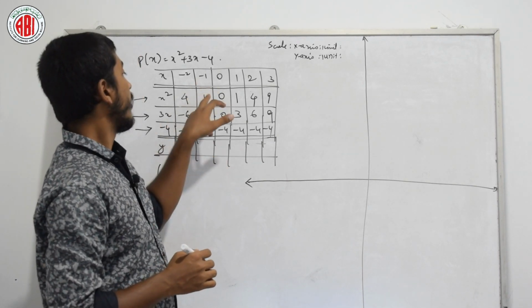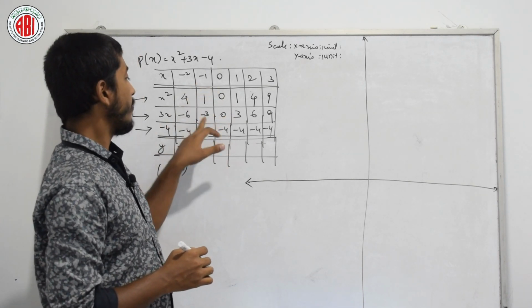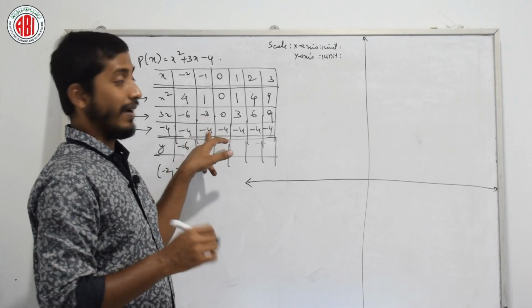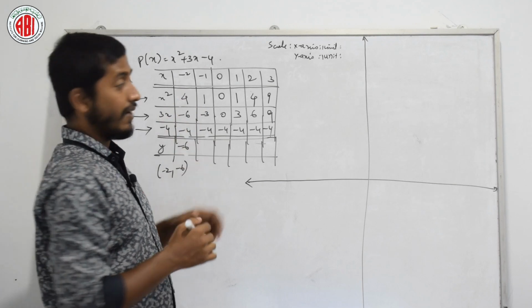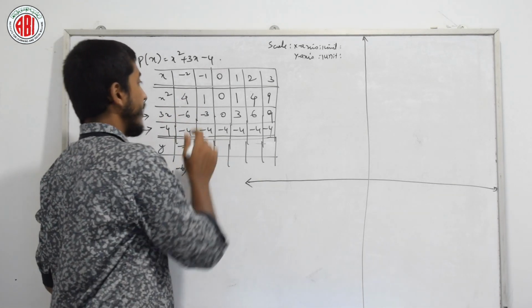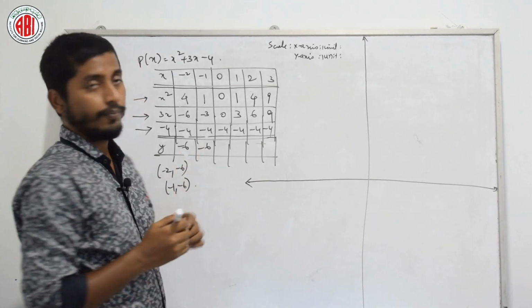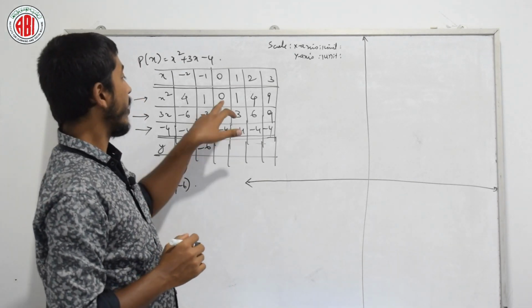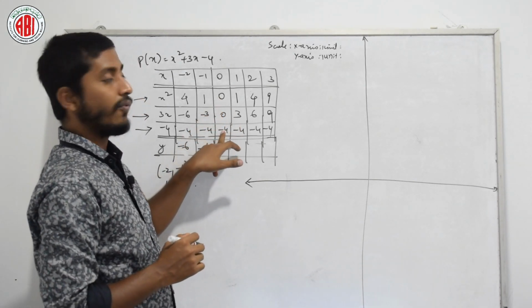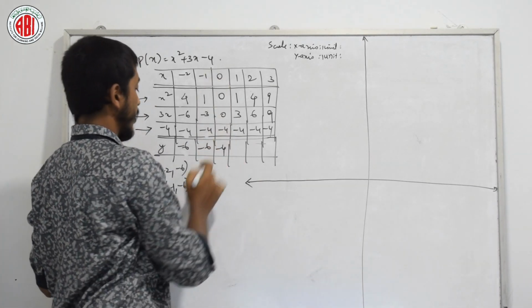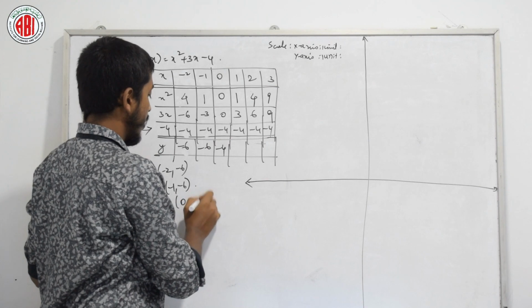See here, let us add these three terms, 1, minus 3, minus 4. Minus 3 minus 4 is minus 7. 1 minus 7 is minus 6. Second point is minus 1 comma minus 6. Okay. Now the third point, 0 plus 0 minus 4. It becomes minus 4. Therefore, the third point is 0 comma minus 4.